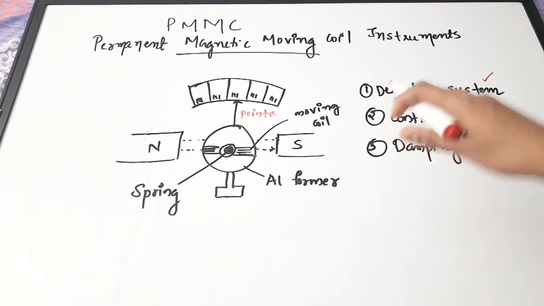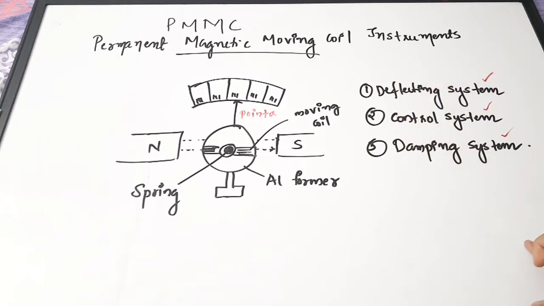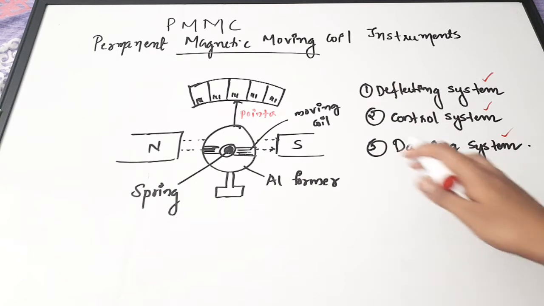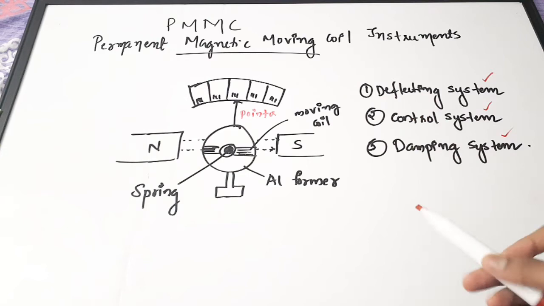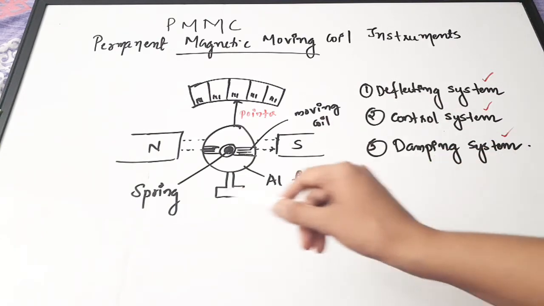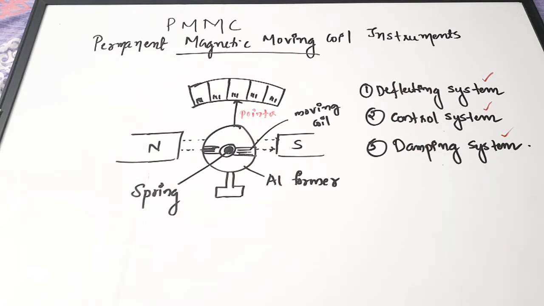If you don't know about these systems, first go and watch that video on the various working principles of the indicating instruments. In that, we have discussed various types of deflecting systems, controlling systems, and damping systems. So here, the deflection is provided with the help of the magnetic field, control is provided with the help of a spring, and damping is provided with the help of eddy current damping. Okay, so that is all about the general working of a PMMC.